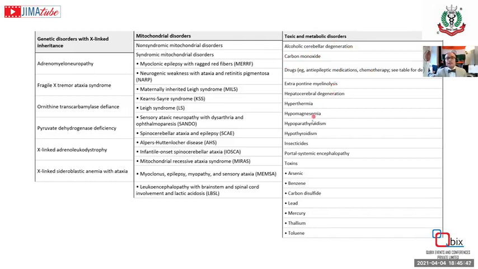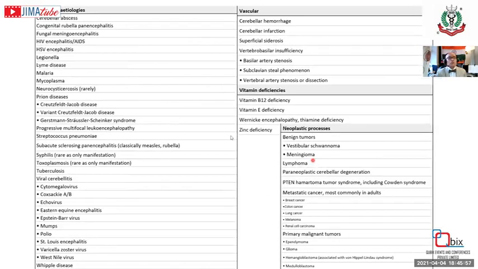The toxic and metabolic disorders, alcohol, very important, hypoxia from carbon monoxide, large number of drugs, extrapontine myelinolysis. Then we have the various different magnesemia, hypoparathyroidism, hypothyroidism, insecticides, and toxins that we have out here. Moving on to the infectious group, there's a big list of various different pathologies, from viruses, from bacteria, from plasmodia, and you have the whole list laid out here.